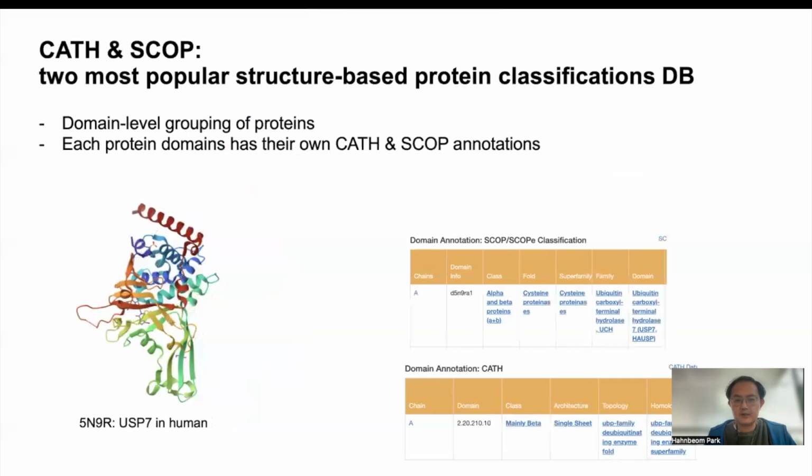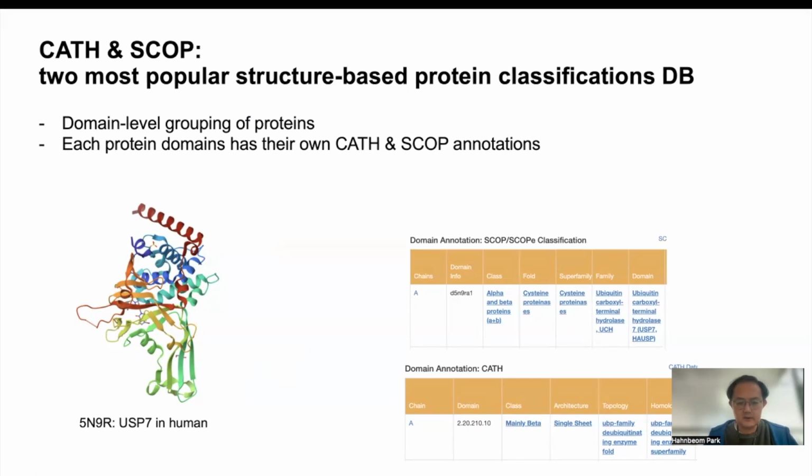There are two popular structure-based protein classification databases. One is called CATH, and the other is SCOP. The common thing is that they both take the domain-level grouping strategy. But because their domain definitions are different and their logic for classifying protein structures is different, they have different annotations. But if you go to each protein's page, you can easily get both pieces of information at the same time.